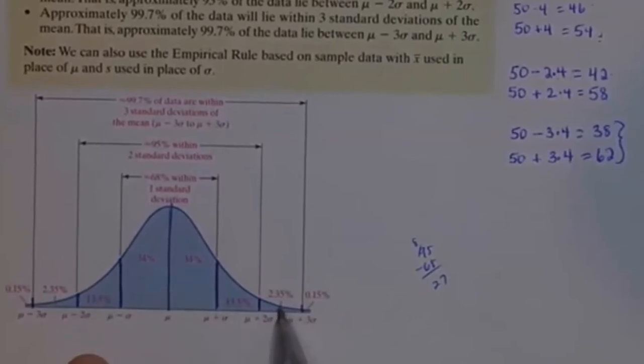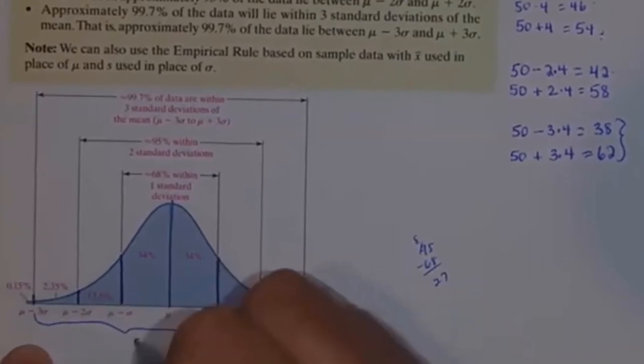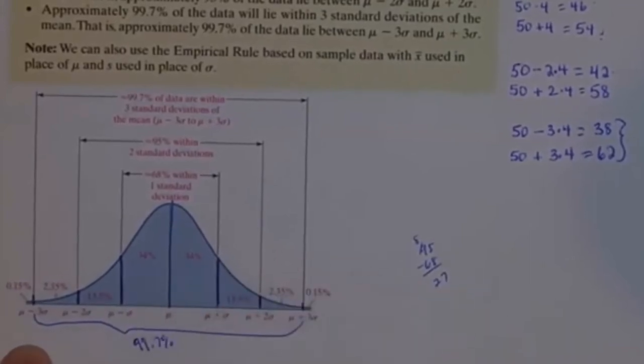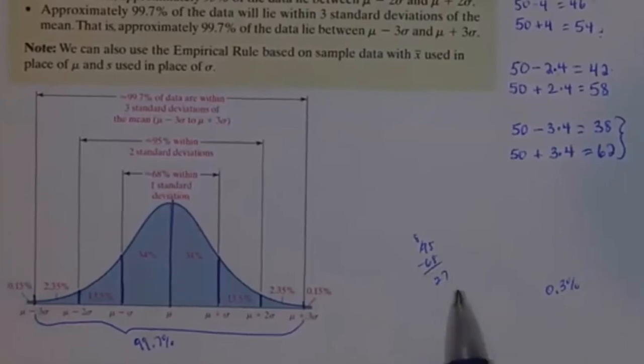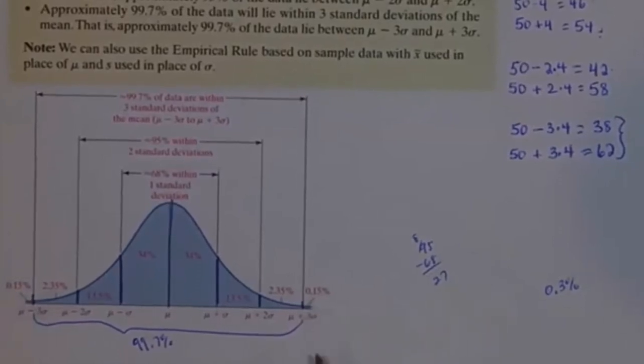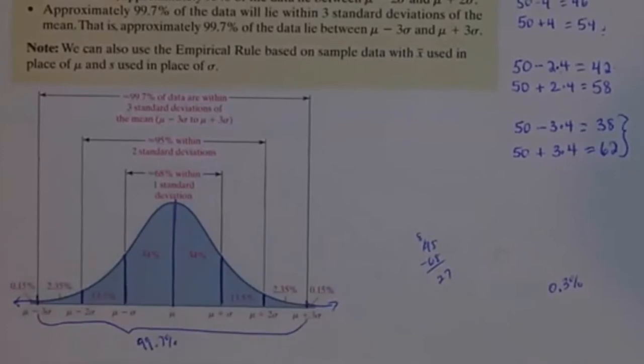In the same way, about 2.35% of the data would be between 2 and 3 standard deviations from the mean on each side. And again, if between here and here is 99.7% of the data, then that only leaves 0.3% of the data to be farther away from the mean than that. And half of that 0.3% would be 0.15% here and 0.15% here. So we can really get the idea of where the data is located by value if we have a bell-shaped distribution.